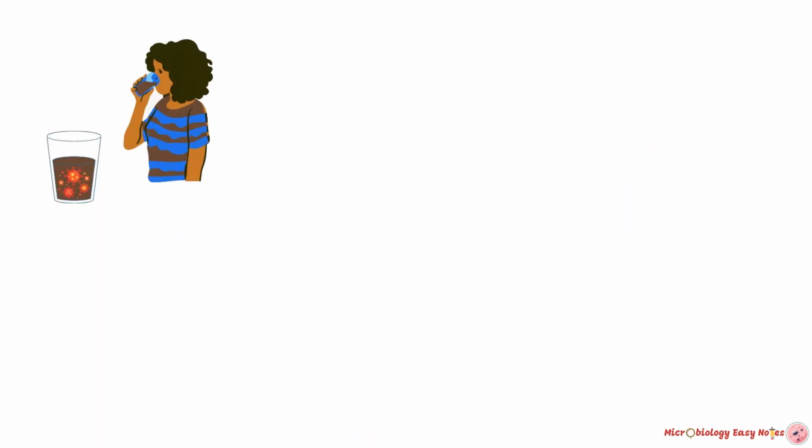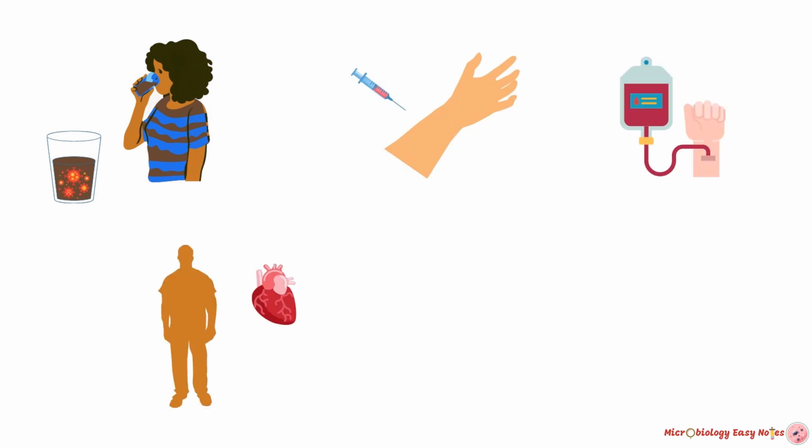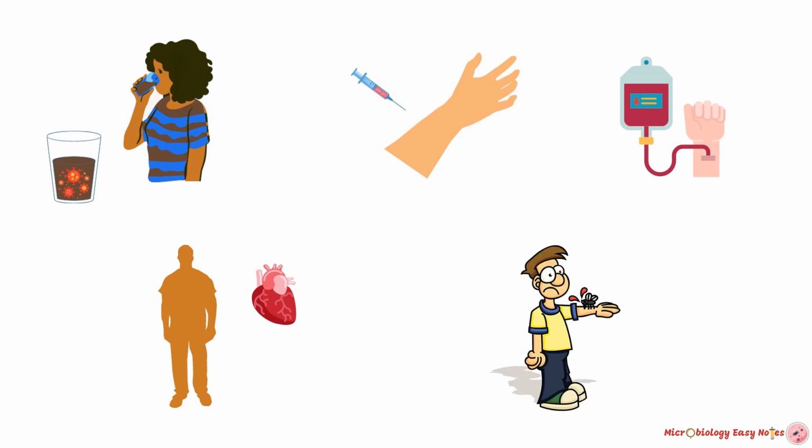By contaminated food or water sources, via intravenous drug use, via transfusion or organ transplants, and it can also happen by vectors. For example, malaria occurs due to mosquito. Here, mosquito is a vector which carries the malaria parasite in its body.